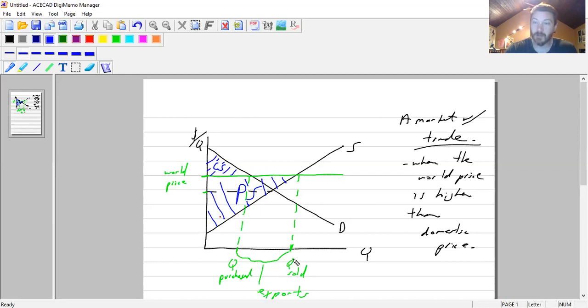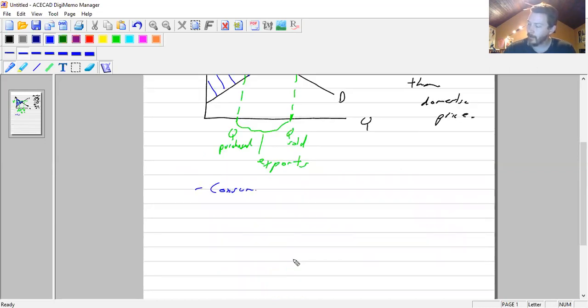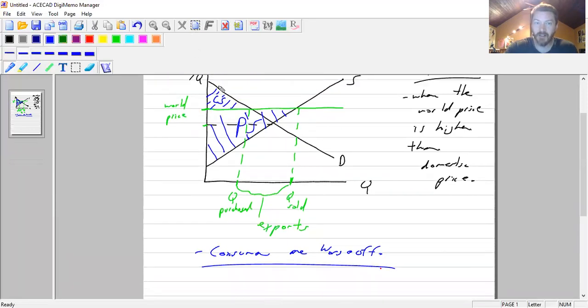Okay, consumer surplus and producer surplus. So I hope it's easy for you to conclude consumers are worse off. Oh, my writing. Consumers are worse off. Does everybody see that? The consumer surplus triangle that we have up here is clearly smaller than it would have been before. Consumers are worse off. On the other hand, producers are better off. Sellers, businesses are better off.